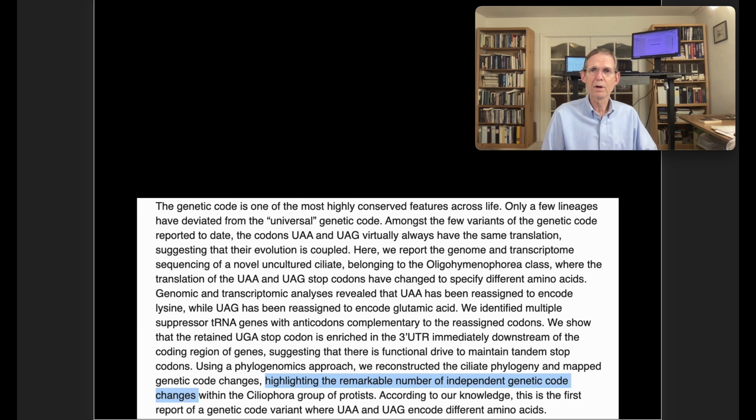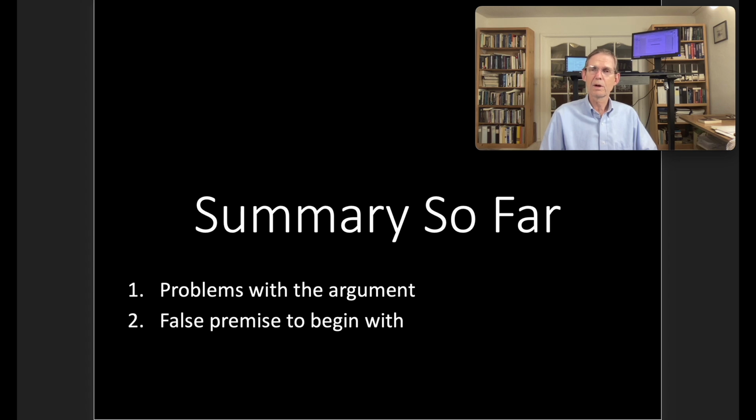So it would be hard for evolutionists to maintain that if a different genetic code was found, they wouldn't be able to handle it. So to summarize, we've found that there are some problems with this argument, but also the initial premise that if evolution is true, the genetic code would be universal seems to be a little iffy in and of itself. So far we're not getting off to a very good start.